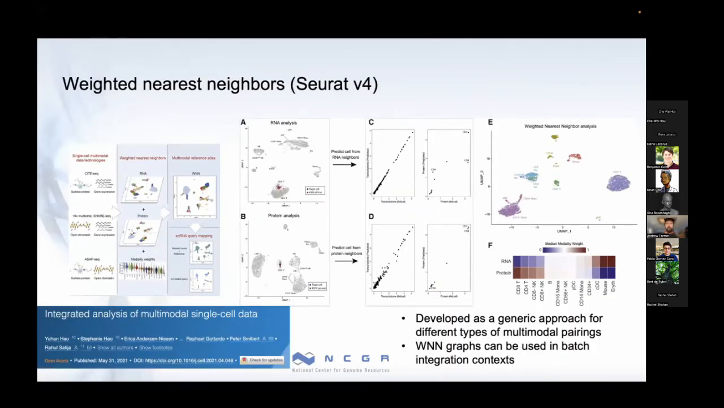One of the techniques that's been developed for dealing with paired data is the so-called weighted nearest neighbors approach that was introduced in Seurat version 4. The basic idea is that you take each cell, or nucleus in this case, and look at its neighbors in the nearest neighbor space of the RNA-seq and the nearest neighbor space of the other modality, and see how predictive the nearest neighbors are of the profile of the cell you're looking at. Based on how representative the nearest neighbors are, you can assign a weighting to the two modalities in terms of how informative each one is for the particular cell in question.